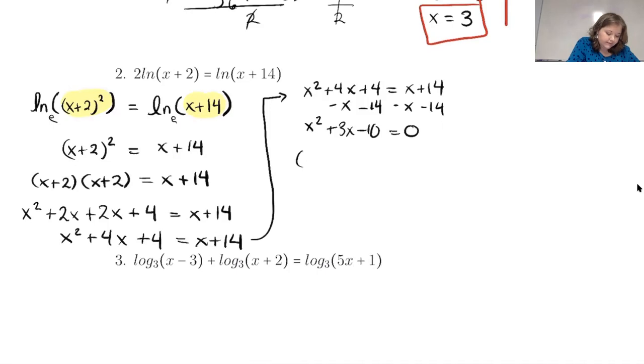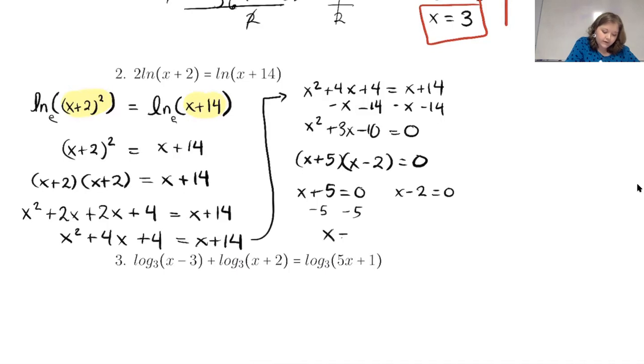We can factor this into, we can use x and x to factor that x squared. 10 is 5 times 2. And we want a positive 3 on the inside and then negative 10 on the end. So we should do positive 5 and minus 2. So set both terms equal to 0 and solve. We get x equals negative 5, and then x equals positive 2.